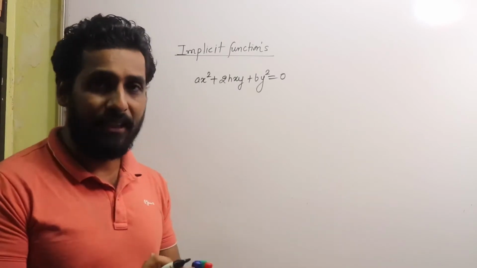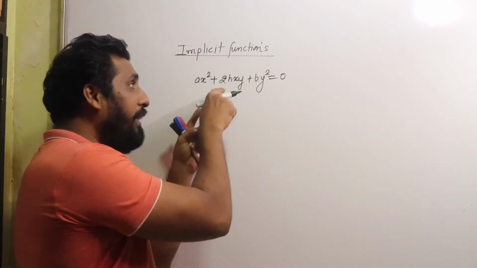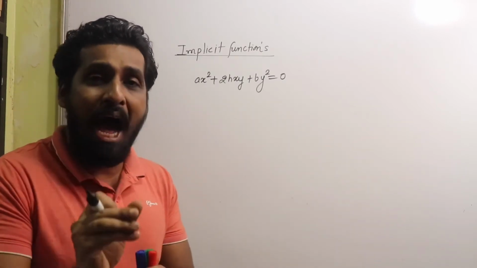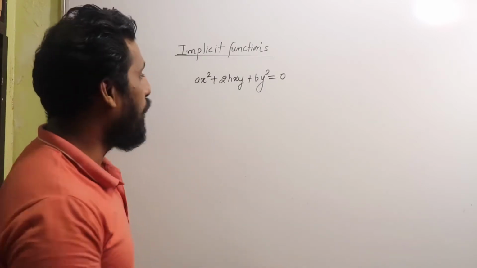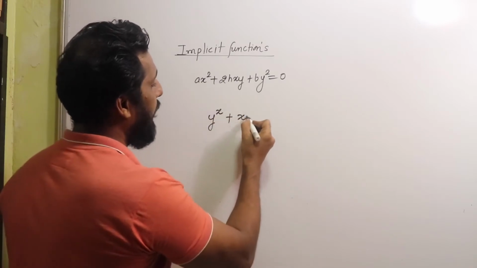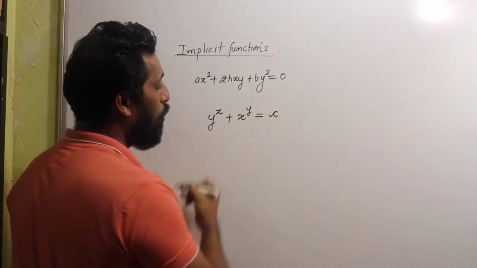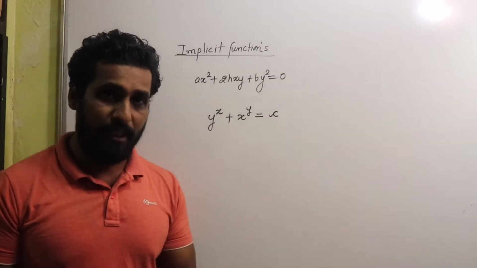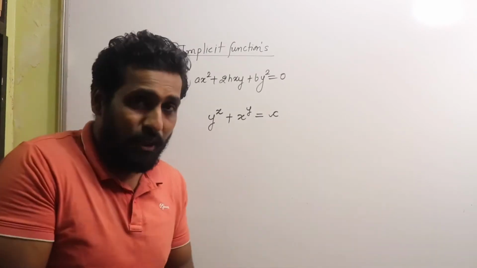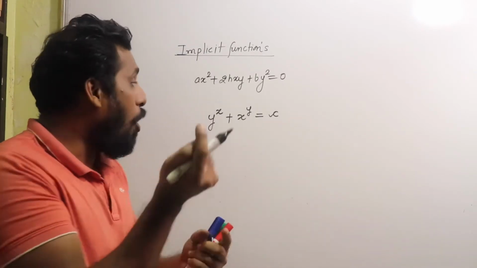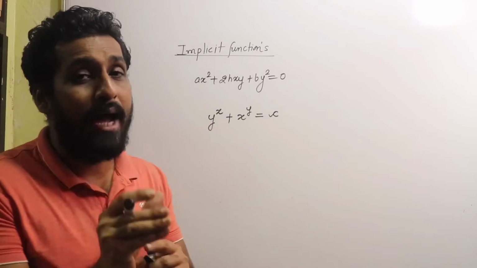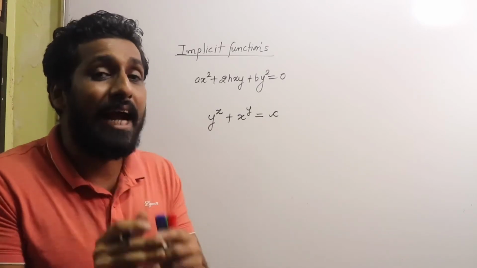Y is a function of x, but y is itself involved inside the equation, and it is sometimes very difficult to isolate y as a function of x. I'll give you one more example. For instance, if I write y raised to x plus x raised to y is equal to some constant c, in such cases we already know that y is some function of x, but y is also involved inside the equation itself, and the isolation of y in terms of x is slightly difficult.